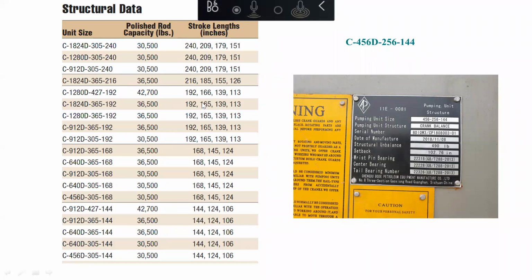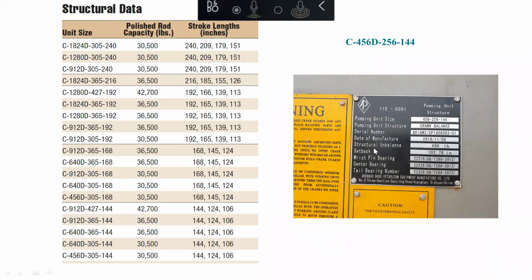And to know, when you go to the field and you see a sucker rod pump, how will you know your pumping unit size? You will be able to know using a board where your pumping unit size will be given. And in this board, you can see your pumping unit structure. It will be either a crank balance, beam balance, or air balance. So you will be able to identify.